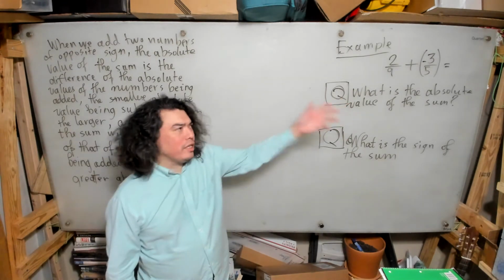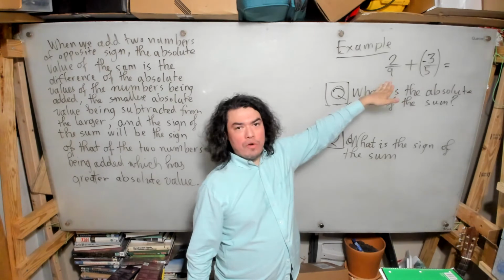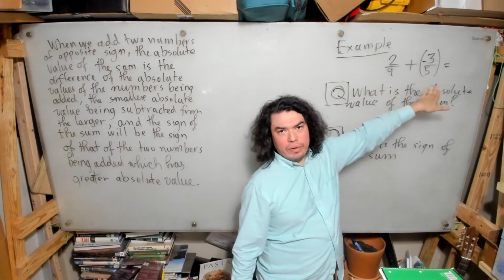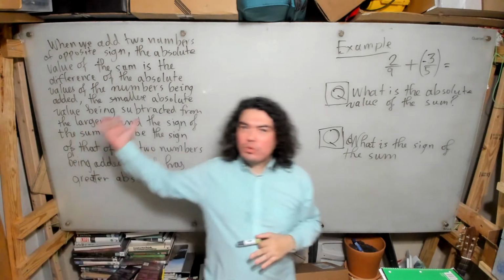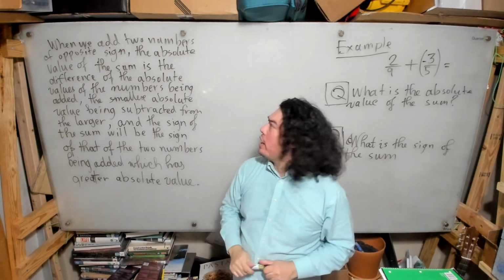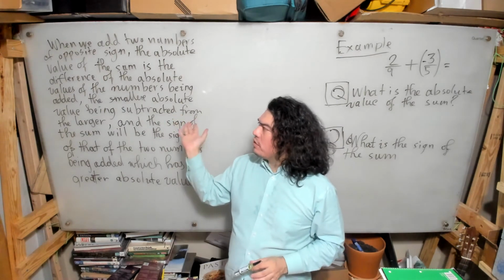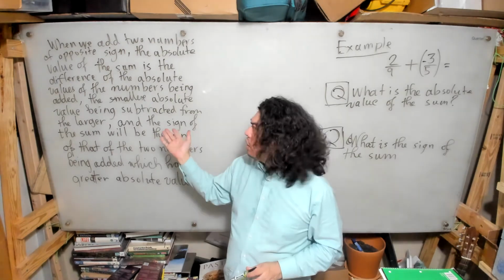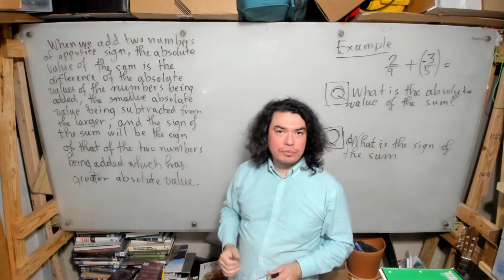So now we're going to look at this example. The question is, what is 2/9 plus -3/5? The first thing we want to know is, does this rule apply when we add two numbers of opposite sign? Yes, this rule applies. The absolute value of the sum is the difference of the absolute values of the numbers that are being added, the smaller absolute value being subtracted from the larger.